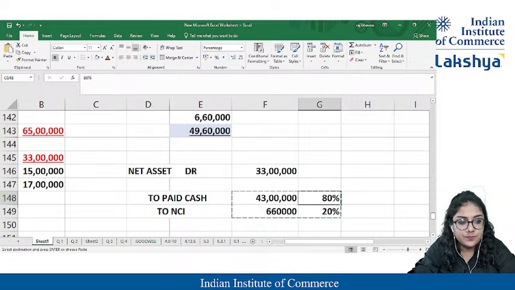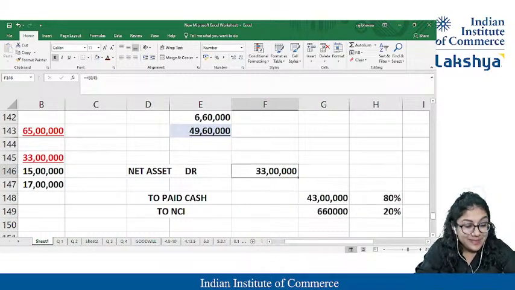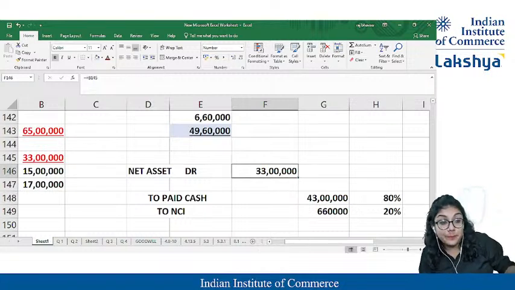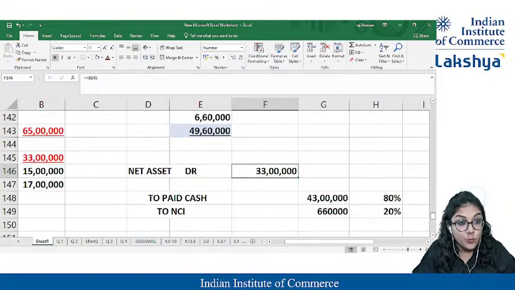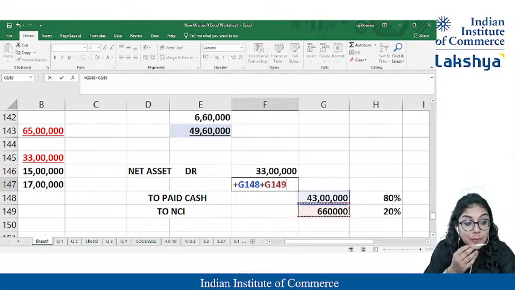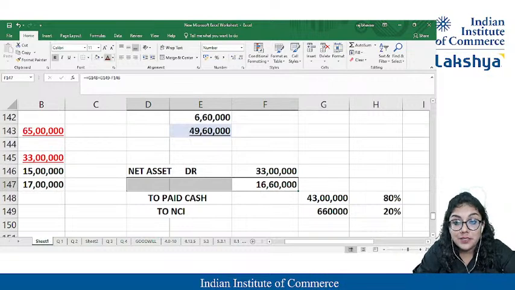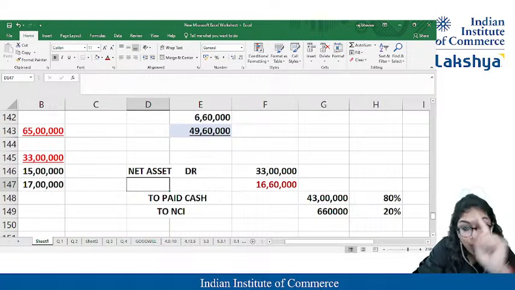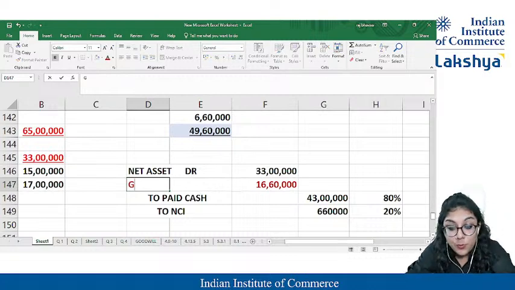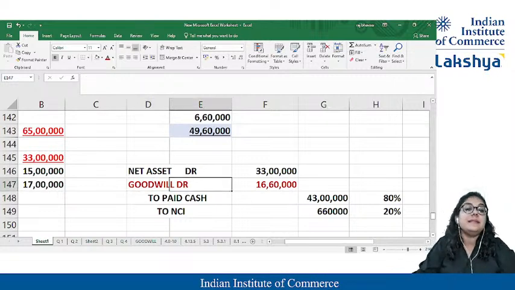Do you really think the net assets you took and the payment of 80 and 20% made to that company match? Is it more? Obviously, ma'am, it's very much more. What extra amount have you paid? 43 lakhs plus 660 minus this, so 1660 is something you have paid extra. If you have paid extra, what is it known as? Is it a loss? No, it's goodwill. Exactly, for goodwill you have paid extra. So this will be the accounting entry.